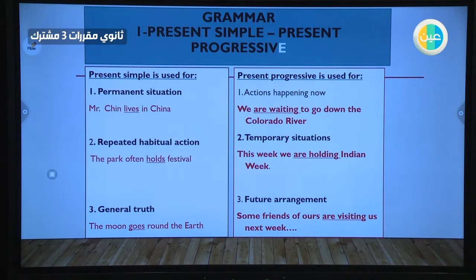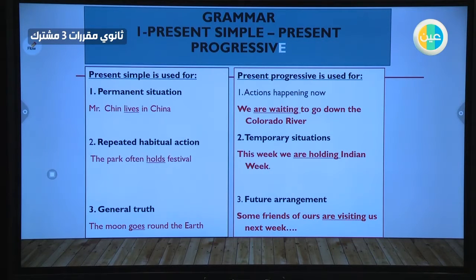The other tense is present progressive. When I say present progressive, I'm talking about an action happening now, at this time, at this moment. We are waiting to go down the colored river. Another use is temporary situations, like when I say this week, just this week, we are holding Indian week. We also use the present progressive for future arrangements.